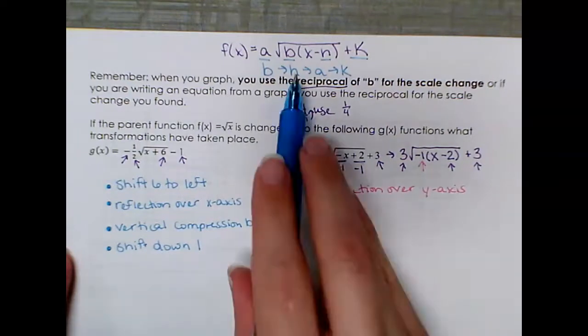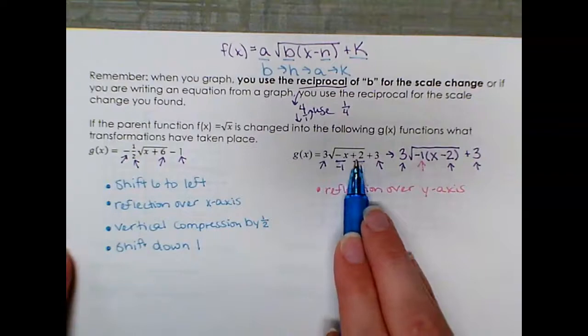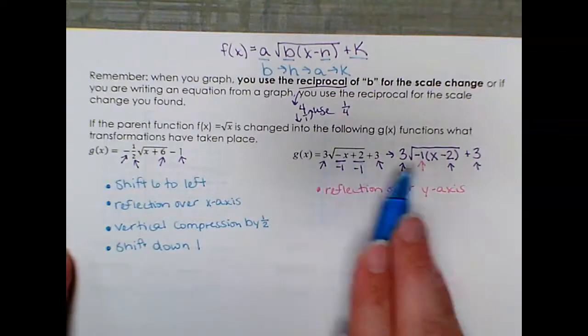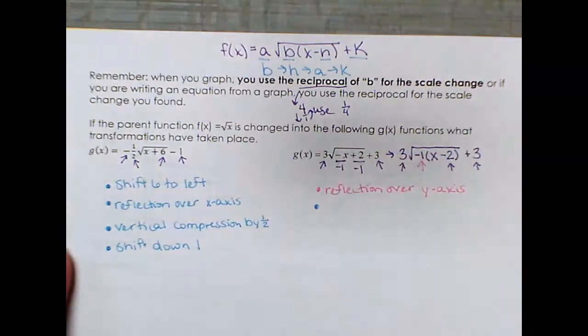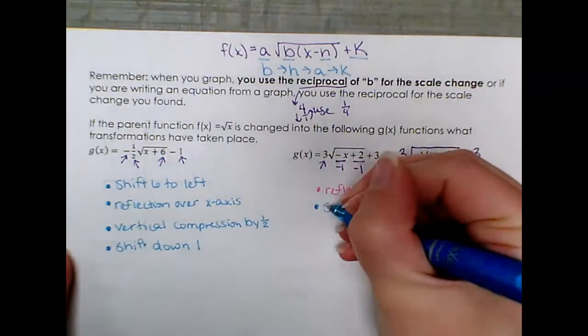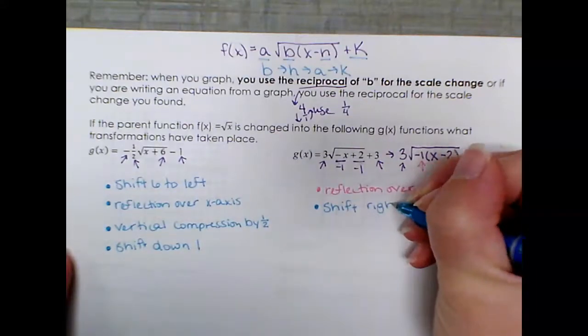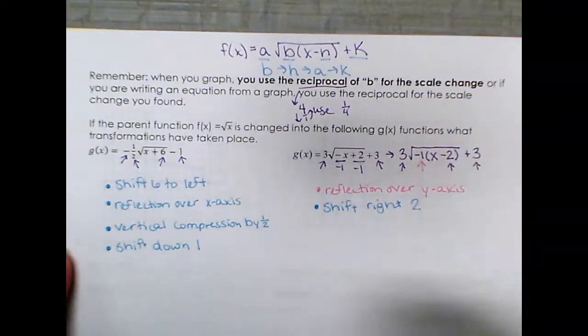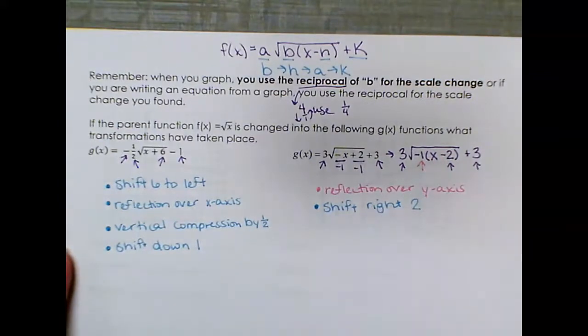I bet you could write the h transformation. We're using this, not this one, because this one wasn't in the right format. We need it to look like this. So what's the h transformation? It's a shift to the right 2 units. X minus 2 means shift right 2.